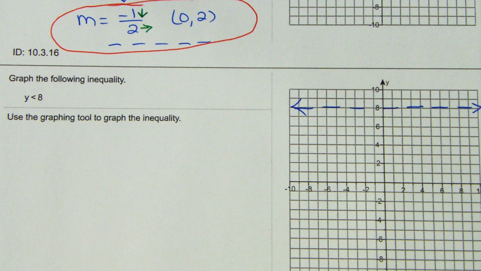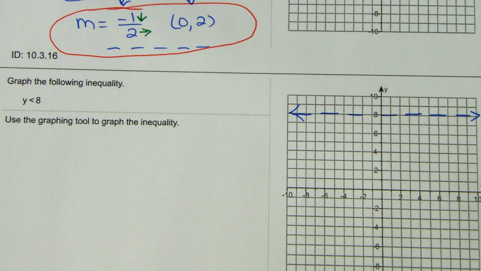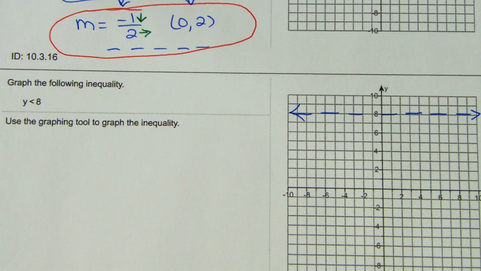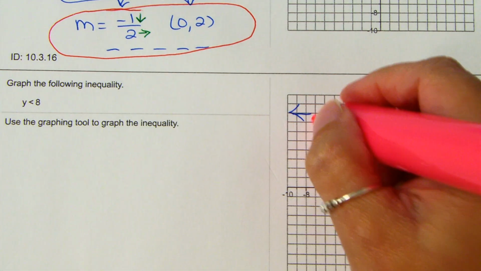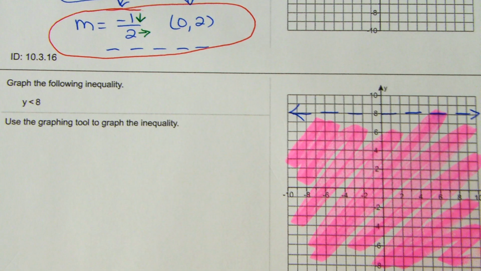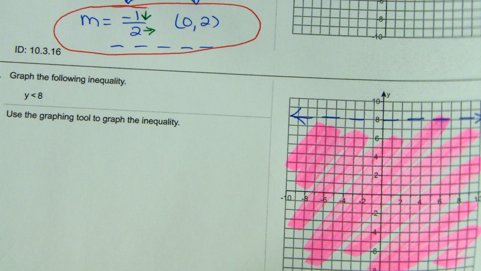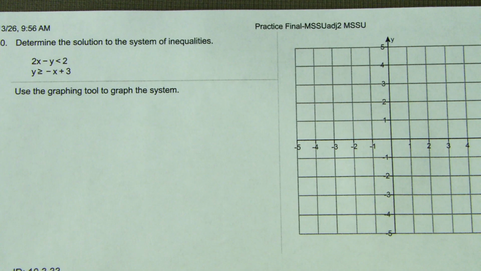On to our last and final problem. Determine the solution to the system of inequalities, and I'm going to have to do it bit by bit. First thing I'm going to do is I'm going to look at this top equation. It is not written in y equals mx plus b format, so that is my first thing. 2x minus y is less than 2. Got to get y by itself.